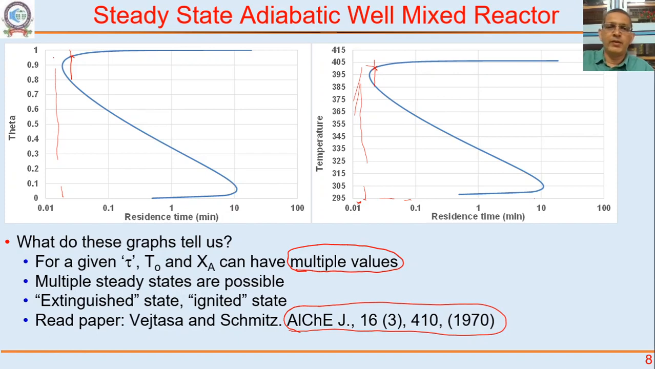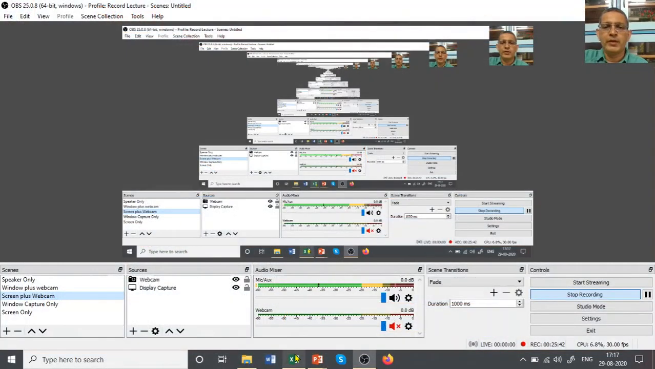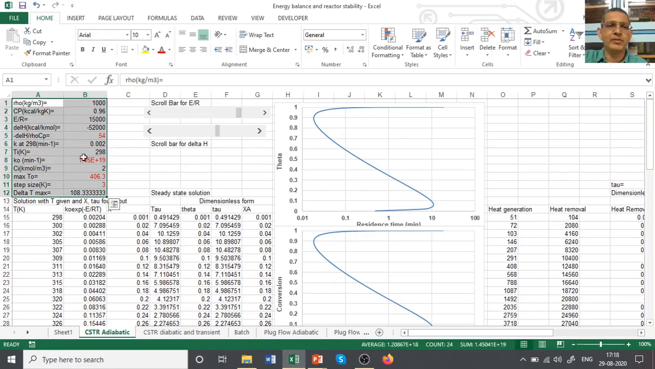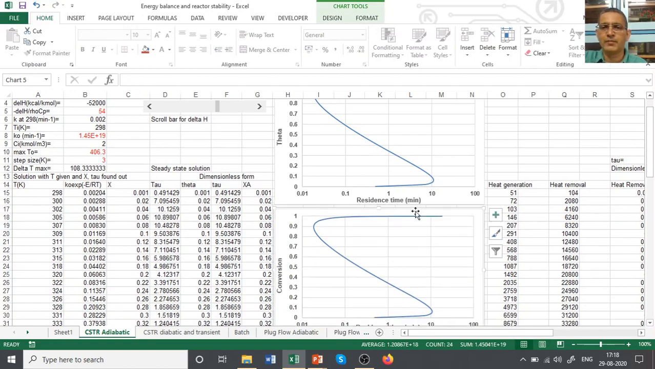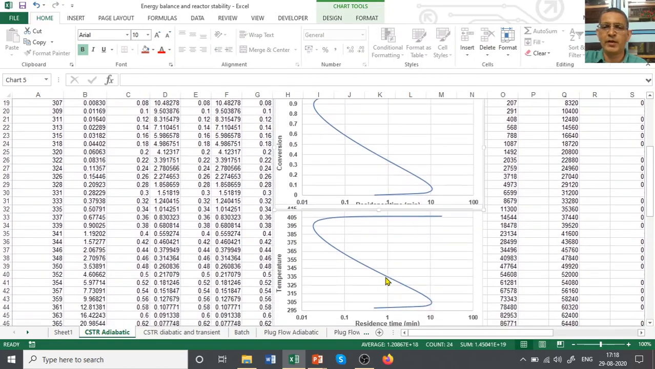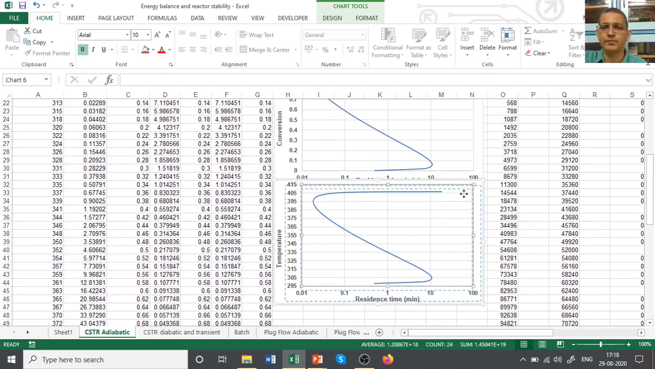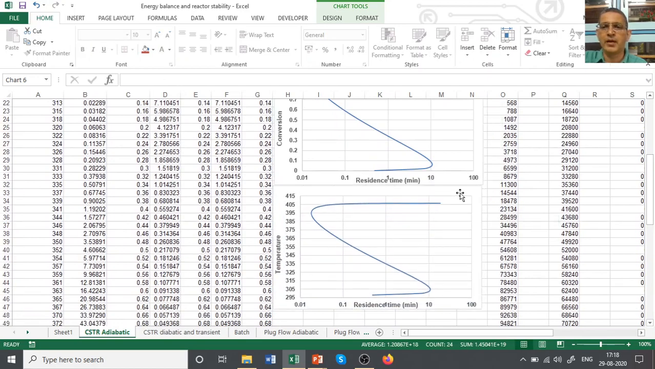All these things you can solve for yourself when you use a spreadsheet. Let me just show you what I'm trying to say. So these are the energy balance equations, that's what you have, that's what are plotted here. This is a graph of theta versus residence time, and this is a graph of conversion versus residence time, and this is a graph of outlet temperature versus residence time. Look at all these graphs.